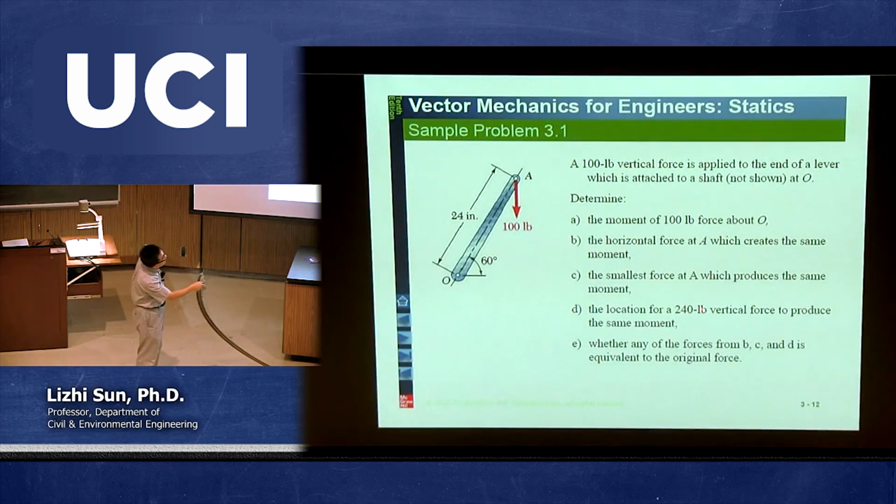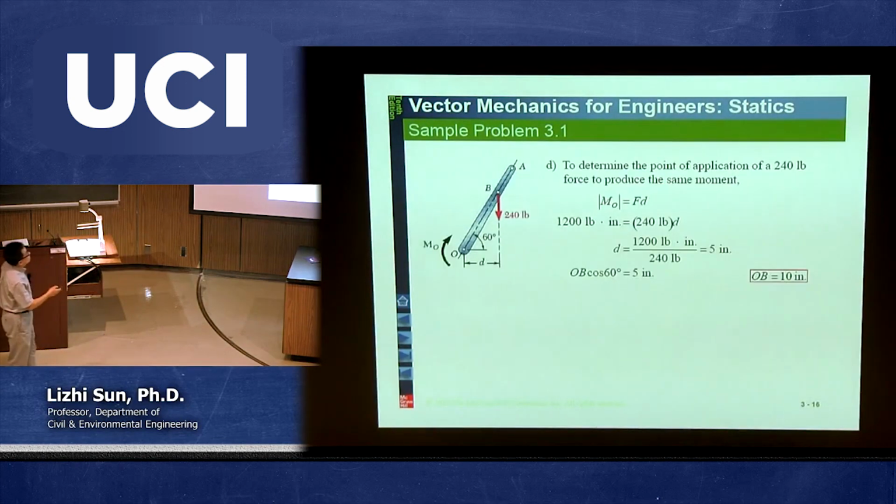So this time, if you look at this force, number one, the direction is given, it is vertical. Number two, the magnitude is given as 240. However, we don't know where the force is applied, and we need to determine the location. We need to find out the location of this force which produces the same moment. Now that's question D.